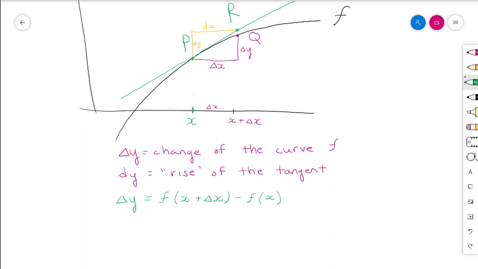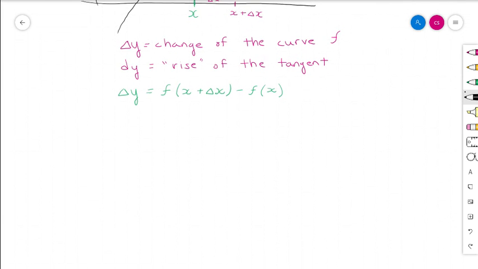Okay, so let's see how we're going to apply all of this stuff. Oh, and let's write one other thing. We can visually see it, but we can also see that dx is equal to delta x. So, all right, so let's see how we're going to use these differentials. And let's see why they're handy.